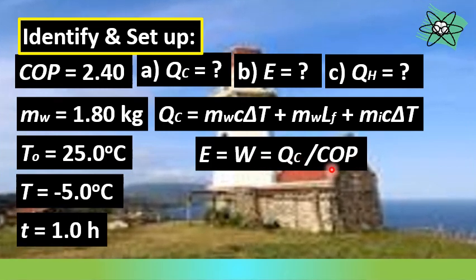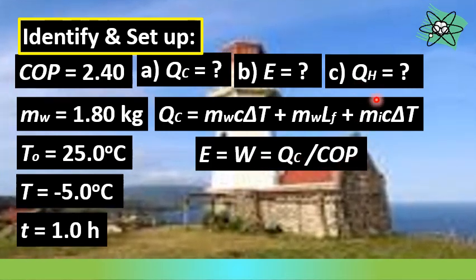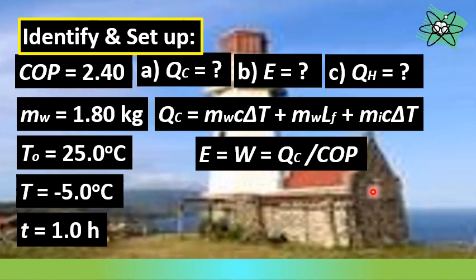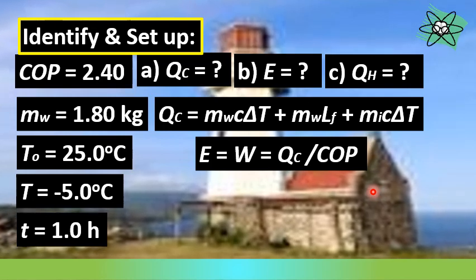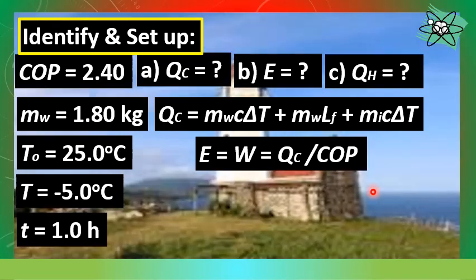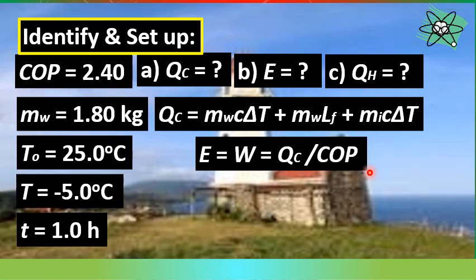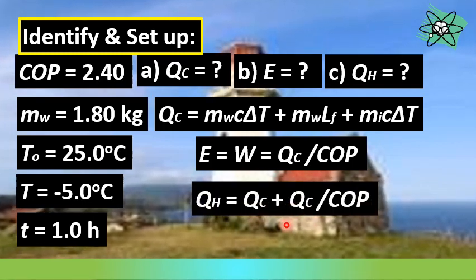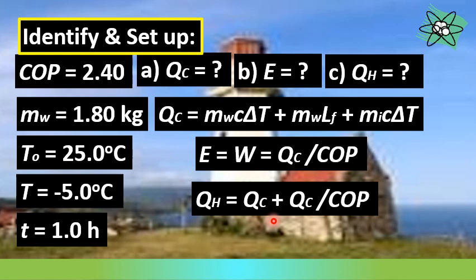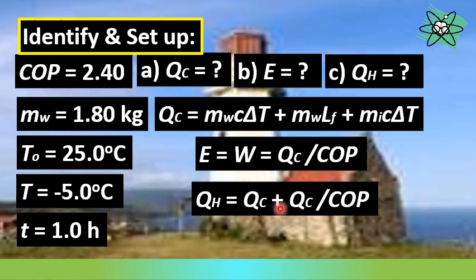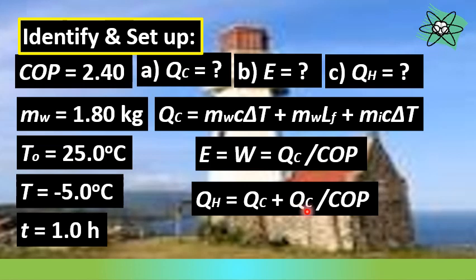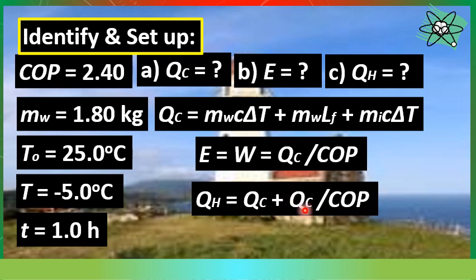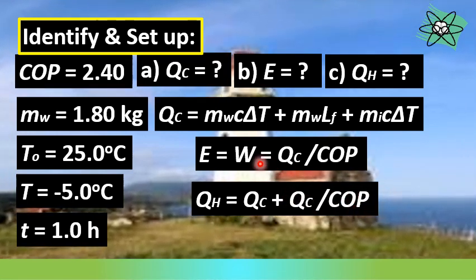And for capital Q sub H, the amount of wasted heat delivered to the room where the freezer sits, or the amount of wasted heat delivered to the hot reservoir, that will just be computed by adding capital Q sub C and the ratio of capital Q sub C over the coefficient of performance of the freezer, which refers to the work done by the compressor.